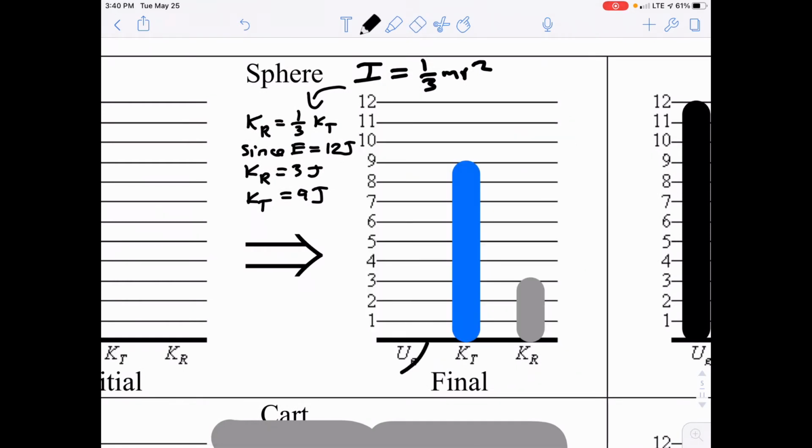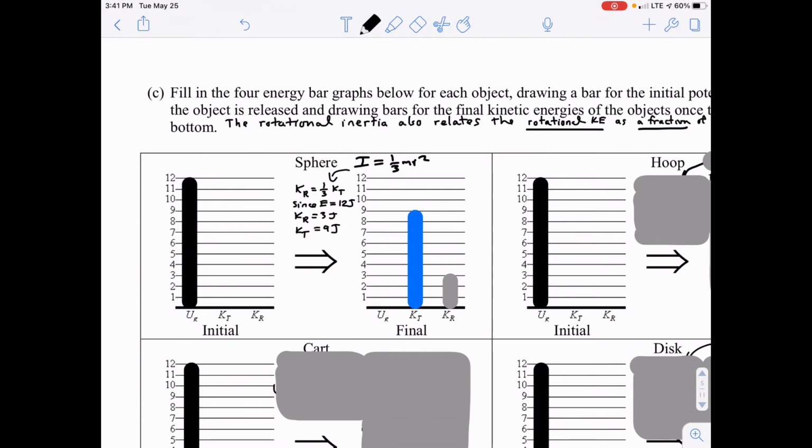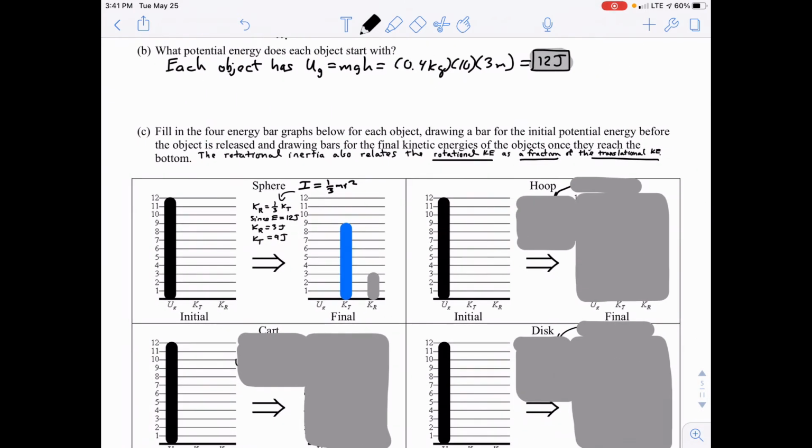You should expect 0 potential energy because you've reached the bottom, but you should expect 3 times more translational energy and 1/3 the rotational energy. So again, 1/3 mr squared relates the idea that the rotational energy is 1/3 of the translational kinetic energy. We're going to use that same idea in these other examples as well.